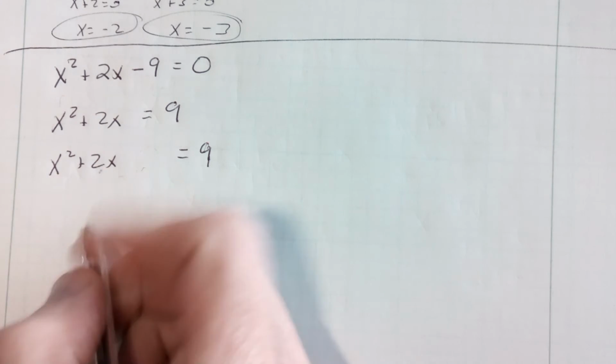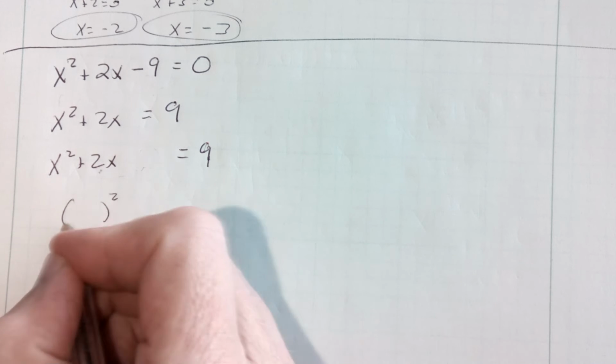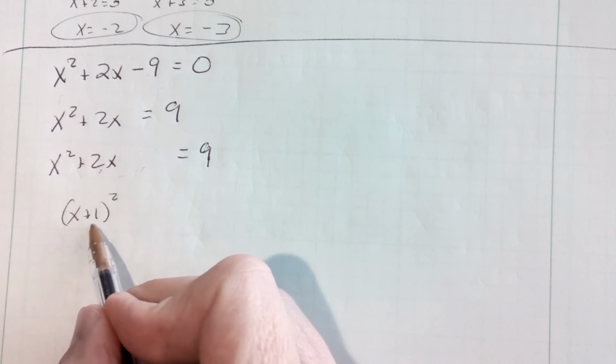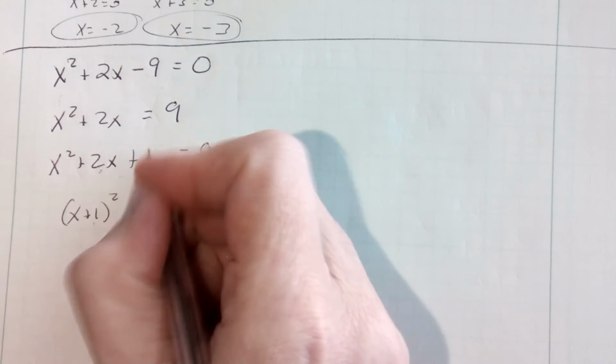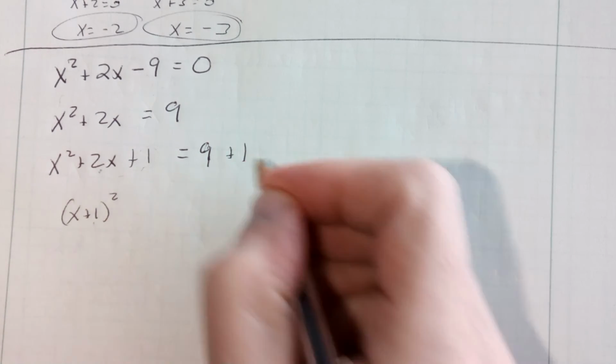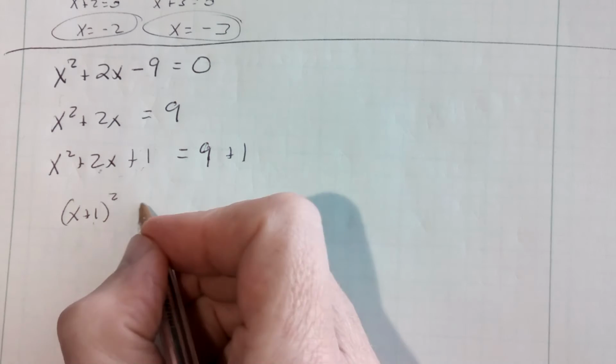So what I often do is I go like this, x, and I ask, what's half of 2? Oh, that's 1. What's 1 squared? I have to have a 1 here, plus 1. But if I add 1 to the left, I'm going to add 1 to the right to keep it equal. So that's going to equal 10.